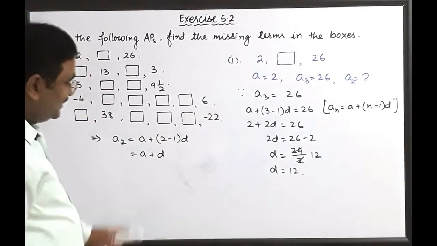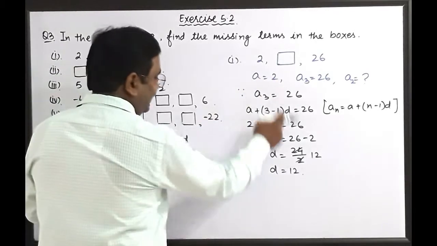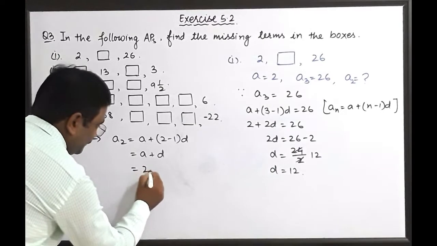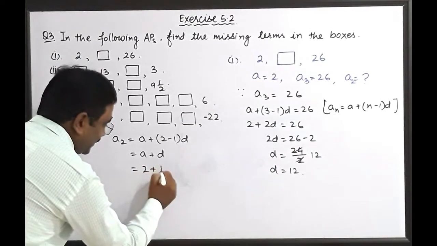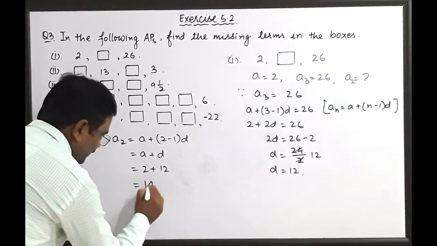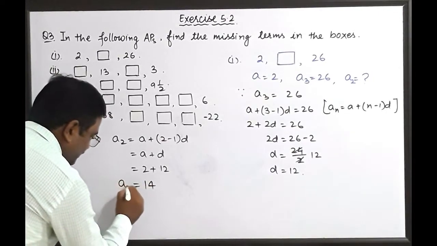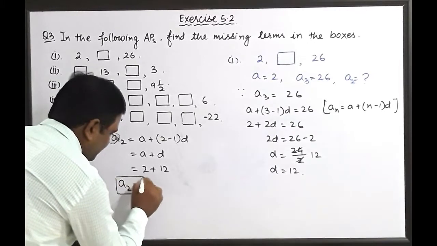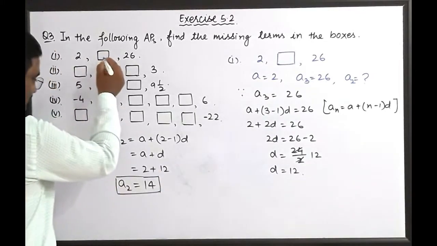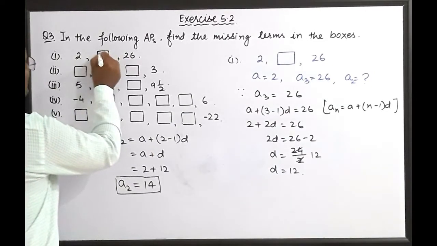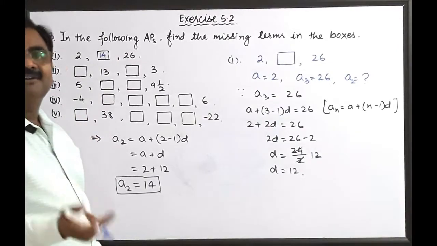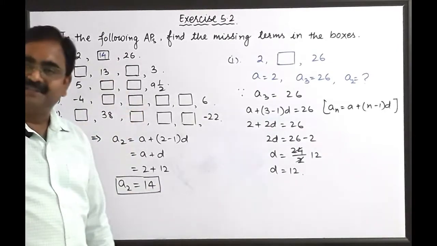ठीक है? So substitute the value of a and d from here. a is 2 and d अभी find किया आपने 12. So therefore 2 plus 12 is 14, which is the second term that is missing in this series. Therefore this second term is 14, which is missing. और हमने इसको इस ब्लैंक में सब्स्टिट्यूट भी कर दिया.